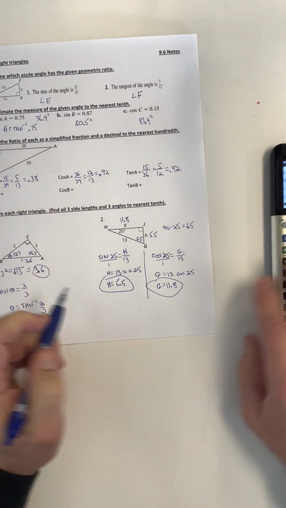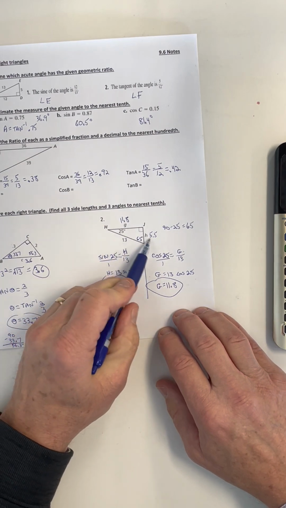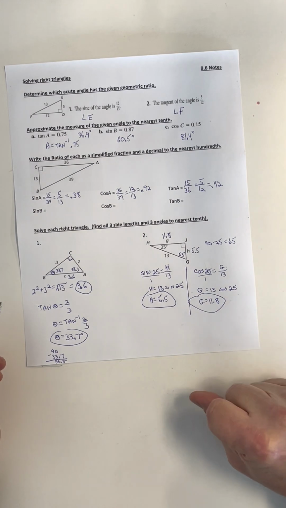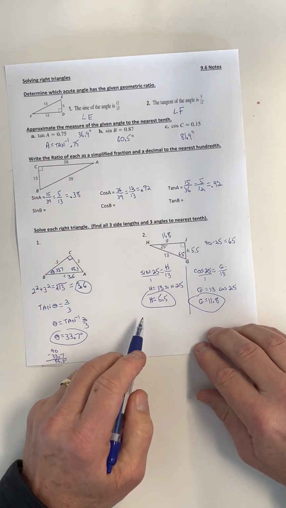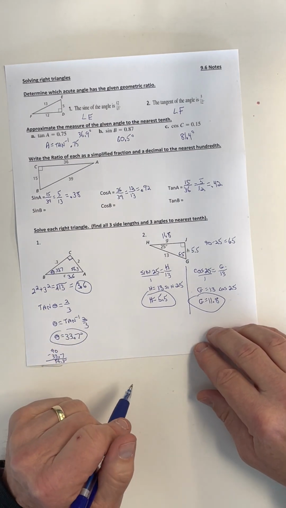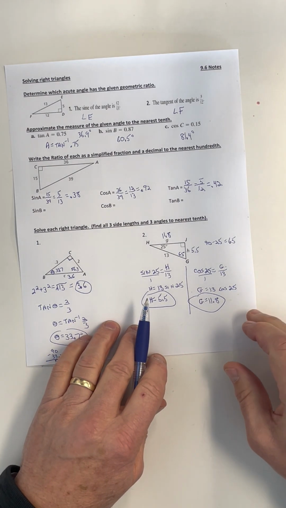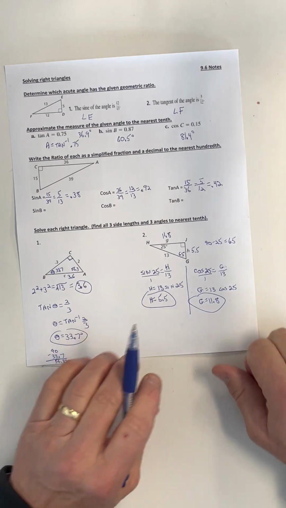So we've just solved this triangle because we have all three angles and we have all three sides. So you're going to be using a combination of the Pythagorean theorem and the trig functions to figure out all 6 parts of each triangle. If you don't have any questions, then go to the back side and start working on your paper.